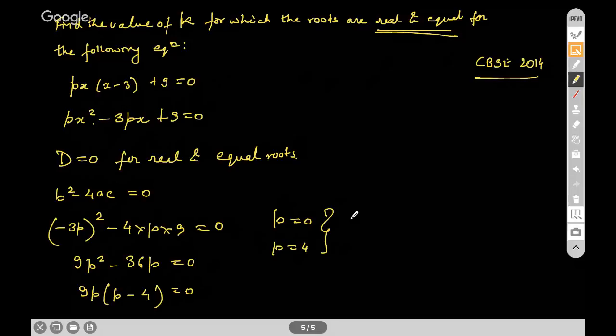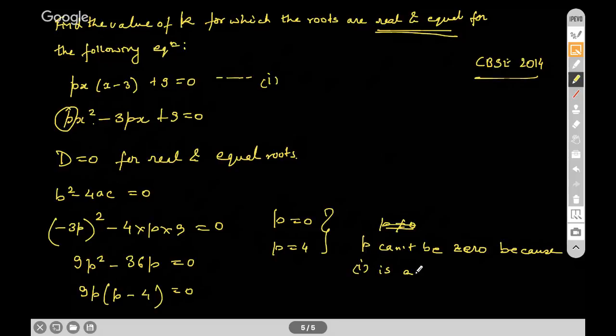Actually, p cannot be 0. If you see, p cannot be 0. Why? In a quadratic equation, the coefficient cannot be 0. So hence, you have to write p cannot be 0. Or you can write p can't be 0, because you name it as 1, and say because 1 is a quadratic equation.